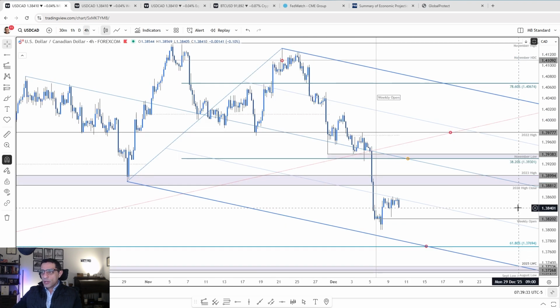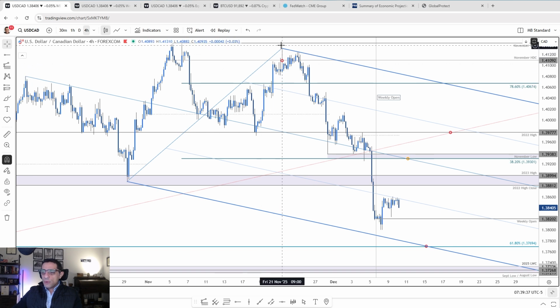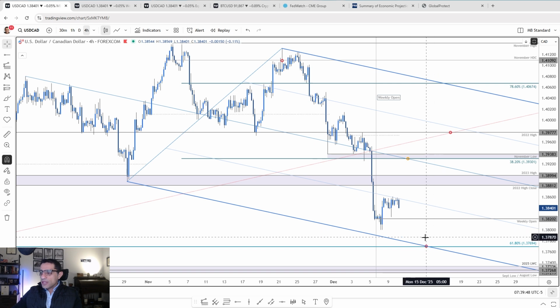Here's what the 4-hour chart looks like in the structure of this decline. A simple pitchfork extending off the October and November highs has us trading right below the 25% parallel, so that's initial resistance. Weekly open support comes in at 38.20. A break below that, and you're looking for that 618, which converges on the lower parallel into the close of this week, into the open of next week. So that's the downside levels.